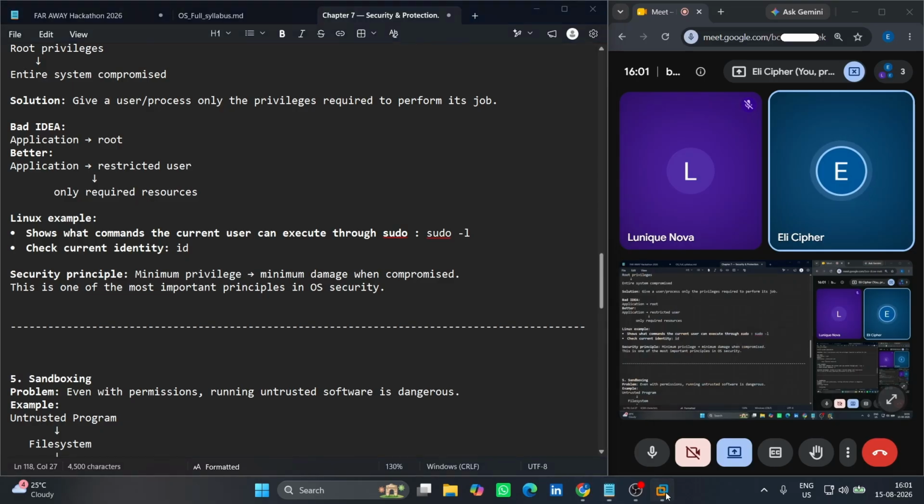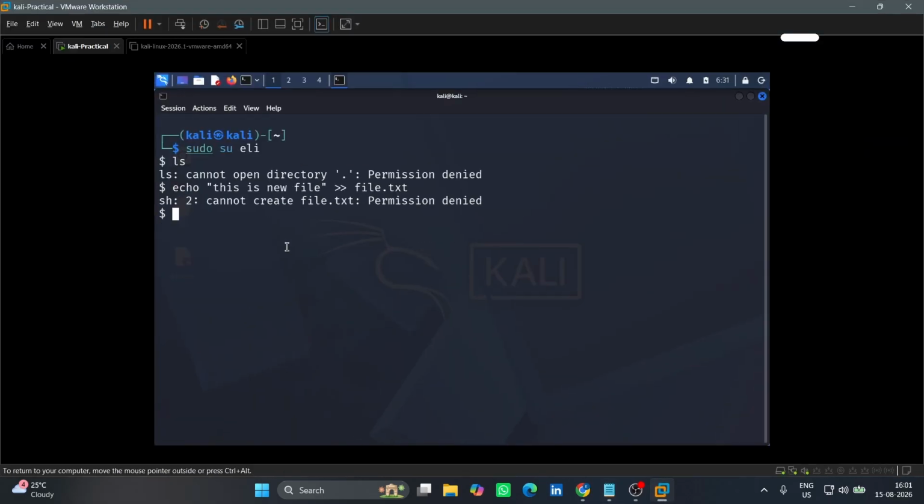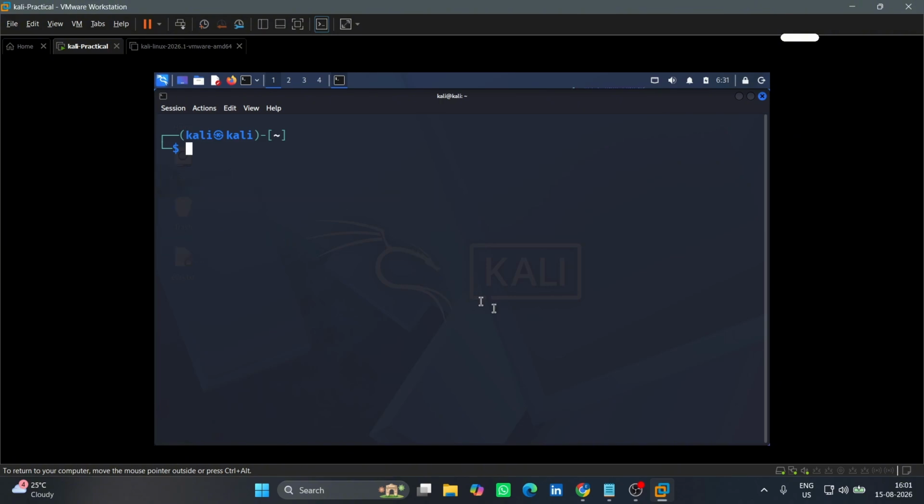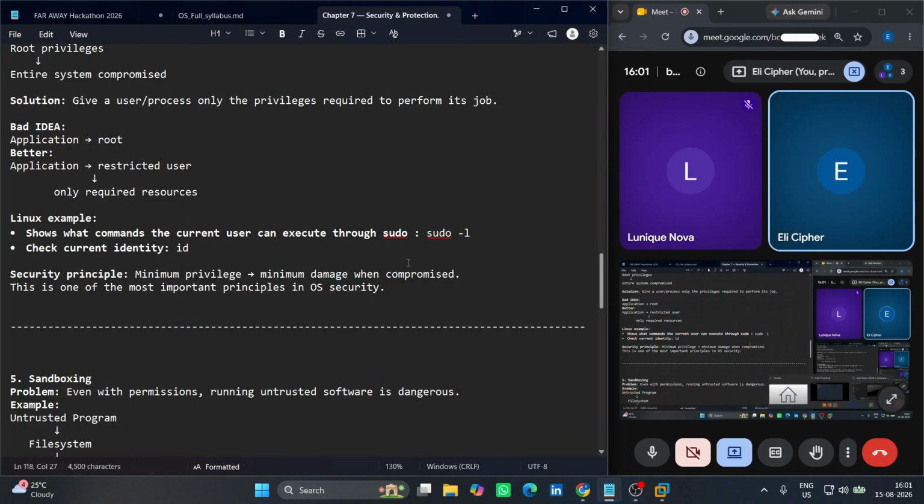If we have created this Ellie user here, then we can also change its permissions, which we have already taken a look at, right? We can do that thing. We actually allocate the particular privilege or the things which the particular user or the process can use.